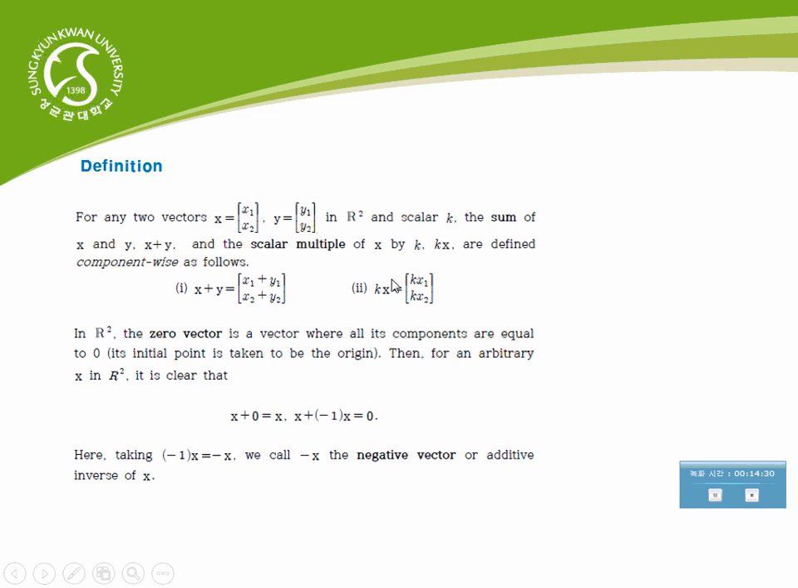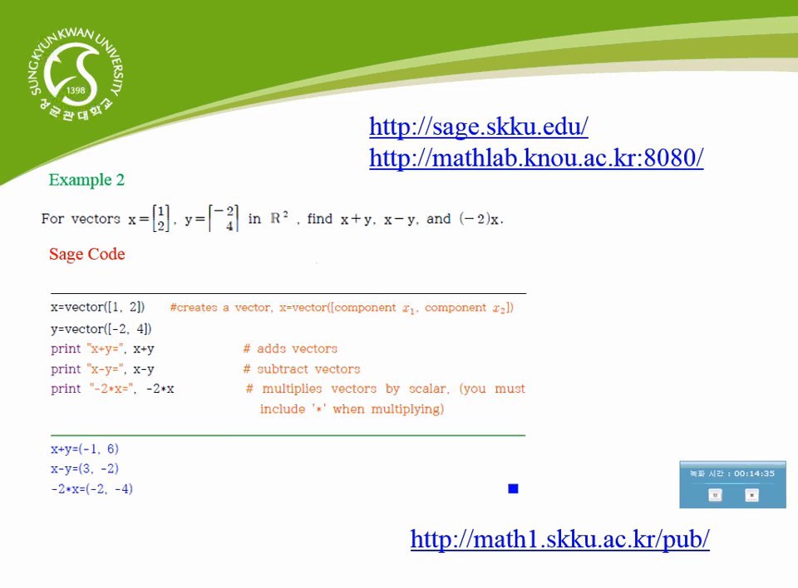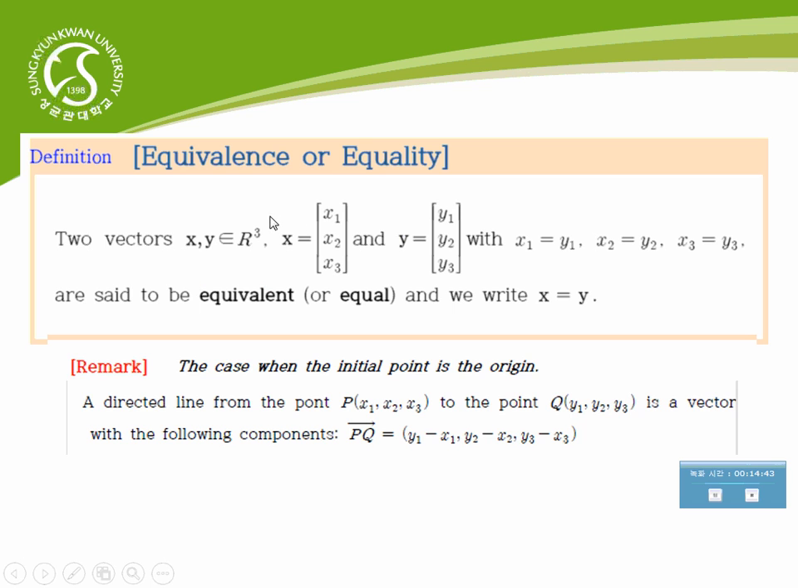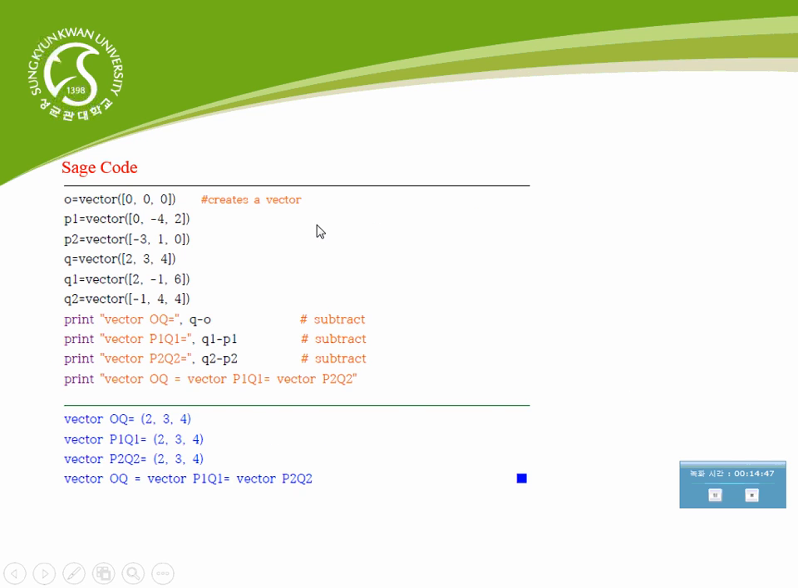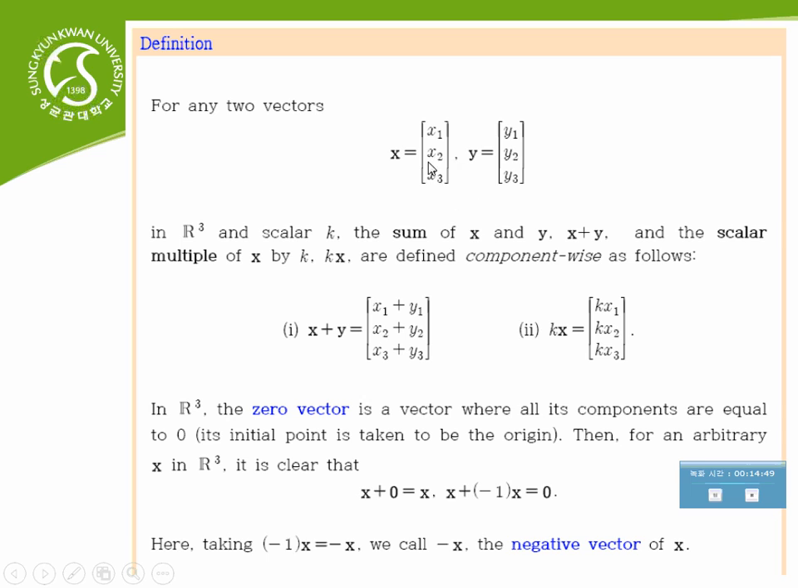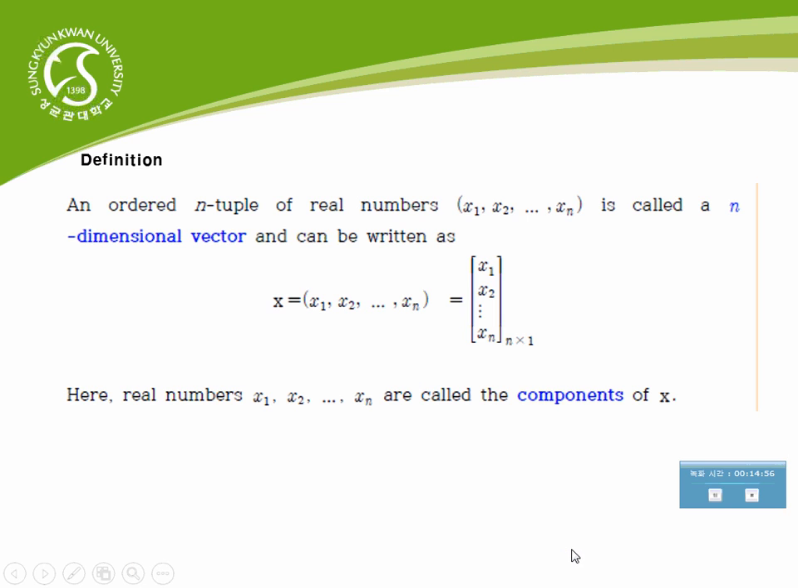This is what we are trying to show you here. So in R2, we can add or subtract and do scalar multiplication. But also, the same thing can be done in R3: vector addition and scalar multiplication. In R2 and R3, you can have vector addition and scalar multiplication, and zero vectors and negative vectors are defined. And the same thing can be done in Rn.